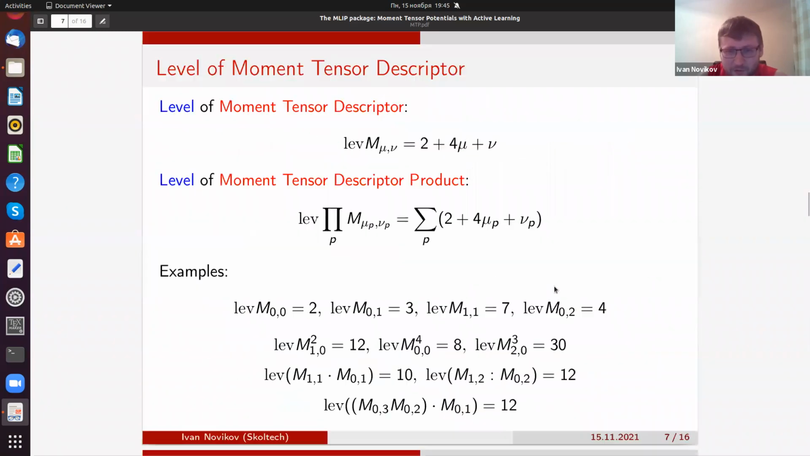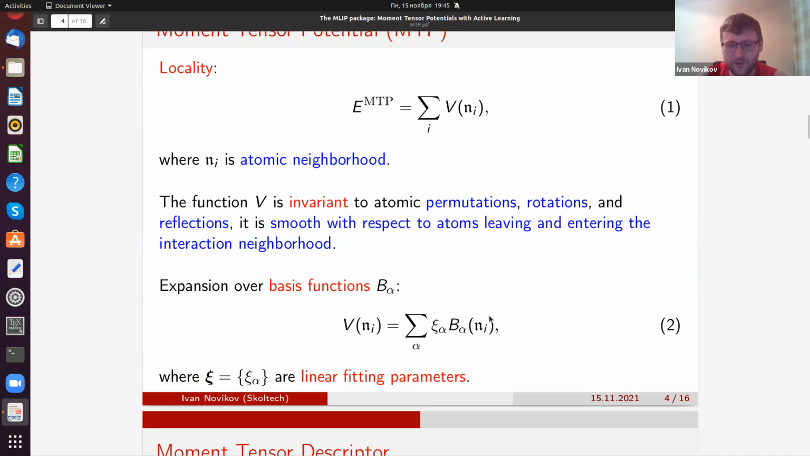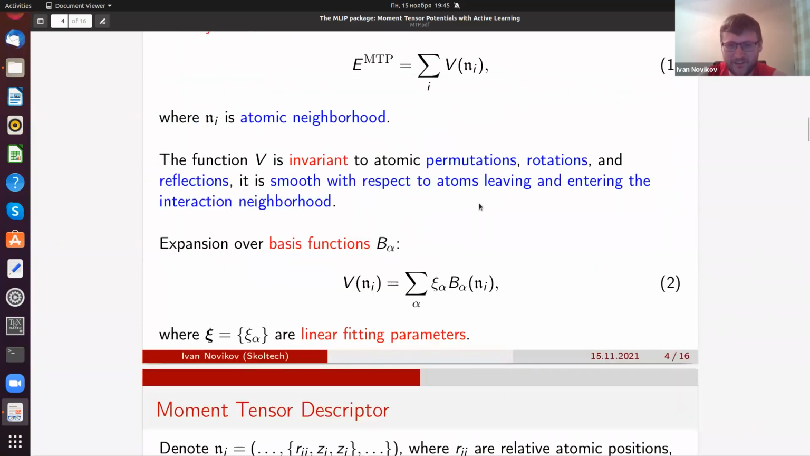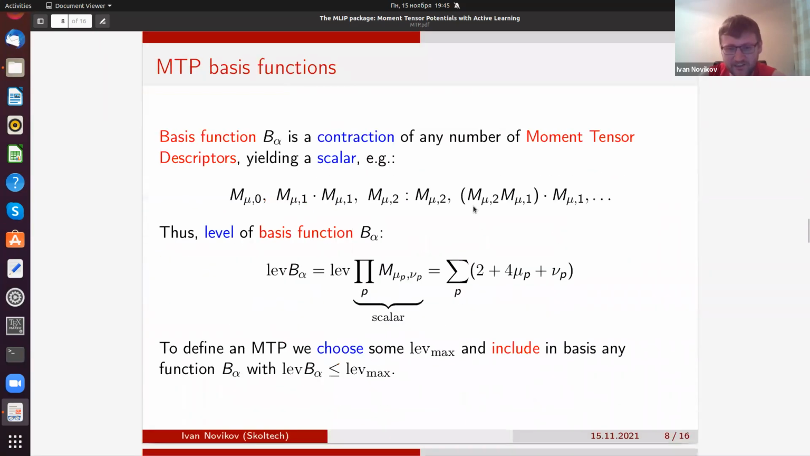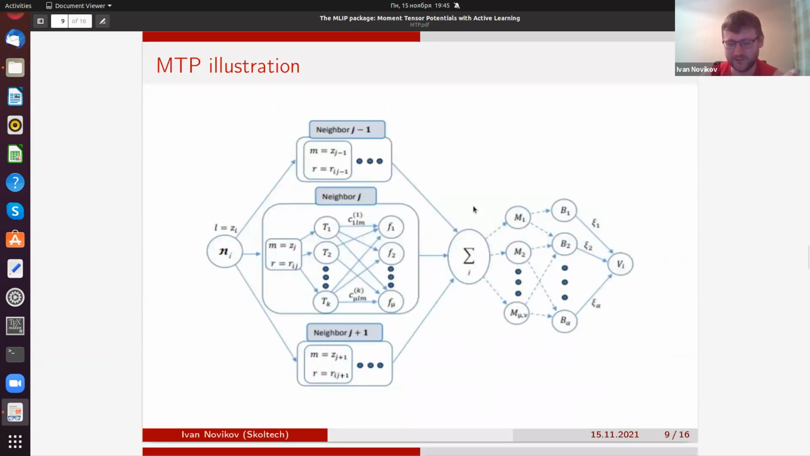And finally, we return to this formula 2. Now we know the basis functions B alpha, and after fitting, or even during fitting, we know the linear parameters. So with some parameters, we can calculate the so-called functions V. Once we calculate the functions V, we can calculate the MTP energy. And as you can see, this function is smooth. So we can also calculate forces and, for example, stresses of a system by differentiating. So here was the MTP introduction, the so-called MTP description.